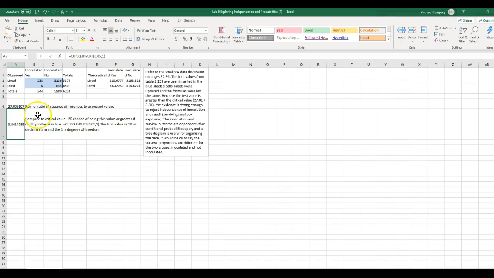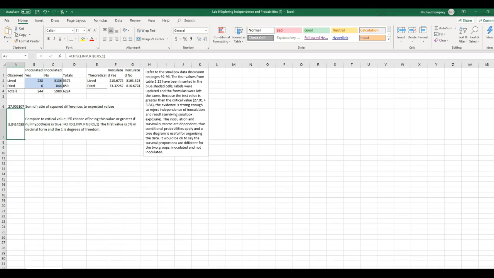So the way we would interpret this is that the chi-squared value of 27.005 is so much larger than the critical value, 3.84, right? A chi-squared value of 3.84 is going to happen less than 5% of the time if the two variables are unrelated. So what we would do is we would conclude that the variables must be related. We reject that null hypothesis and conclude that they are related.